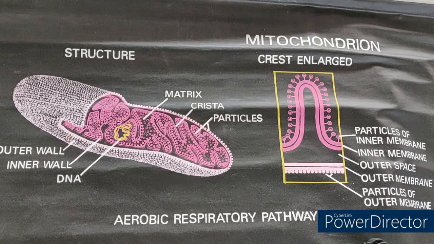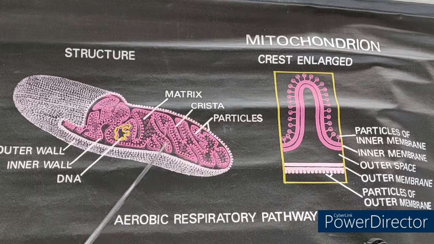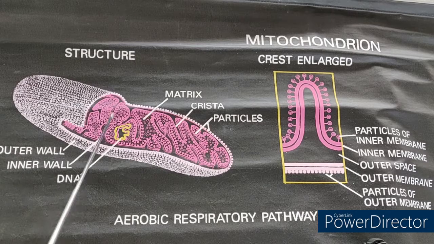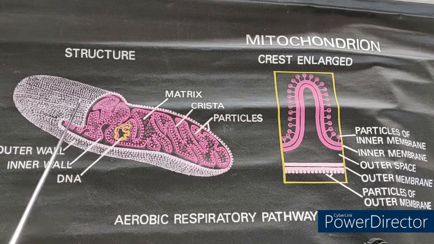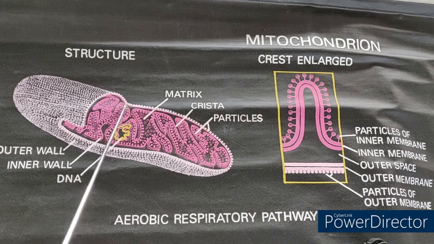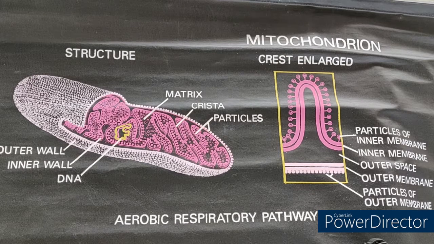Even villi in the intestine are found because they increase the surface area of the intestine so that more digestion takes place. Like that here, since these structures are bent and form finger-like projections, more oxidation takes place in mitochondria. The particles found in the cristae are known as oxysomes. They are minute, regularly spaced, tennis racket shaped particles. They are involved in ATP synthesis.